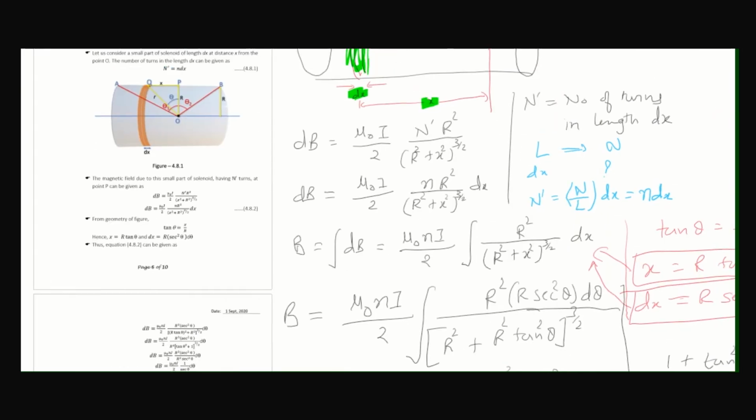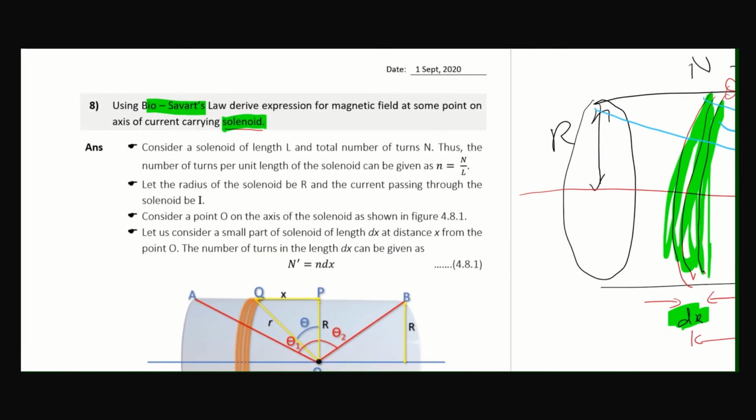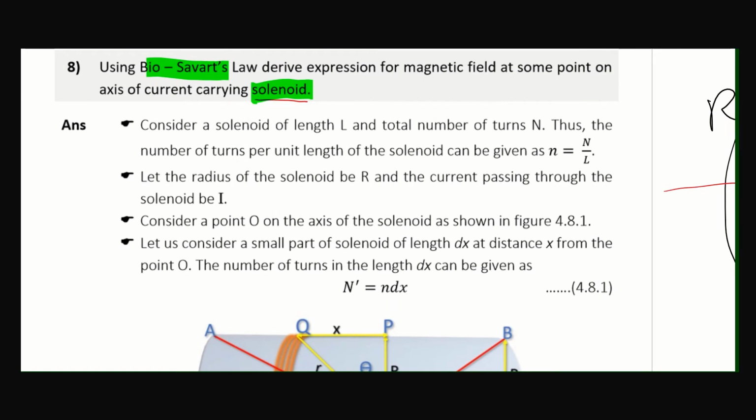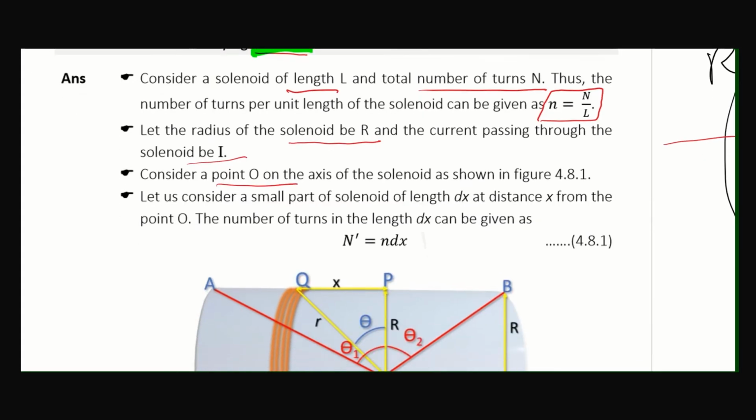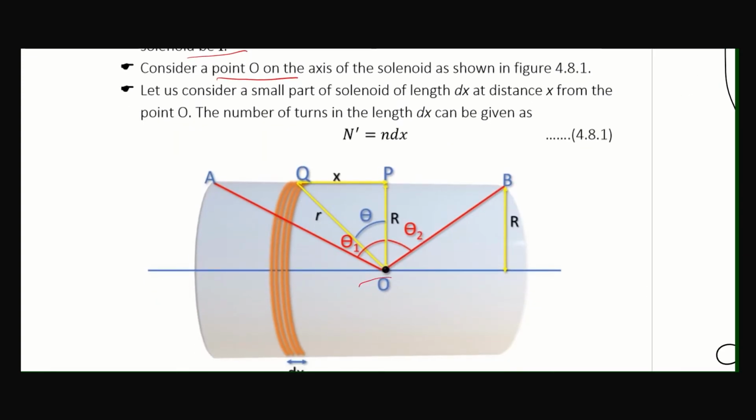Okay, so let us have a look at the answer. So initially we explain our consideration that we are considering a solenoid of length L and number of turns N. And then we have the number of turns per unit length, small n, a very important quantity, don't forget this. And then we mention the parameters of the solenoid. It is having radius r and it is carrying current I. Then you have to mention which point you are talking about. So there is point O somewhere on the axis of the solenoid. See, here is point O. Okay, and then we consider a small part of the solenoid, how much small? Length dx, at x distance from point O. And then what is n prime? Number of turns in this length dx, how many turns you have? So we say it is n dx, equation 4.8.1.